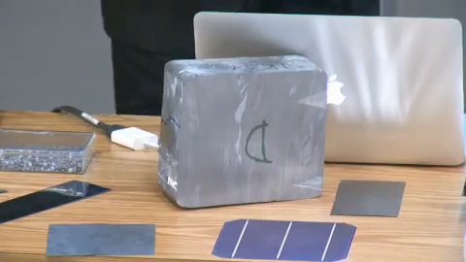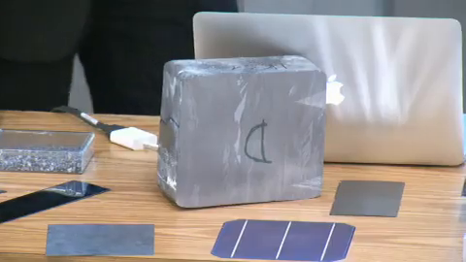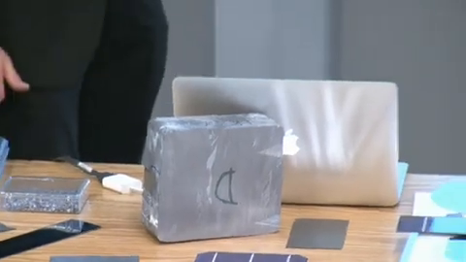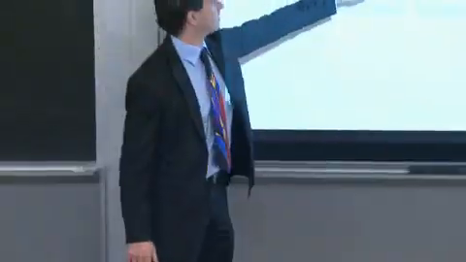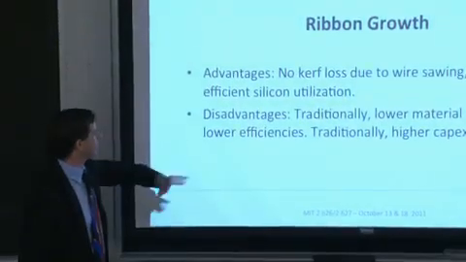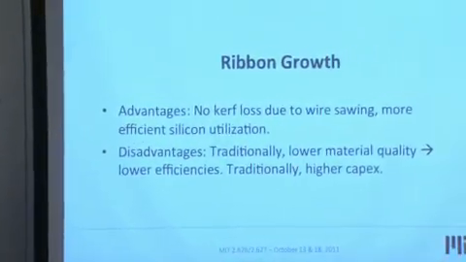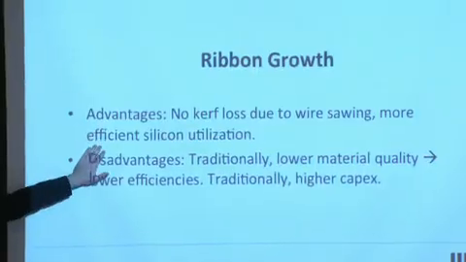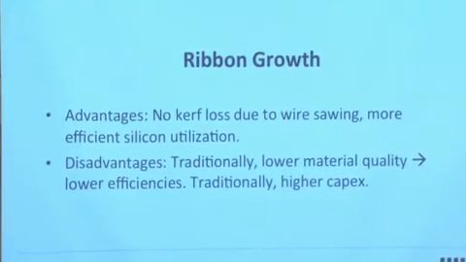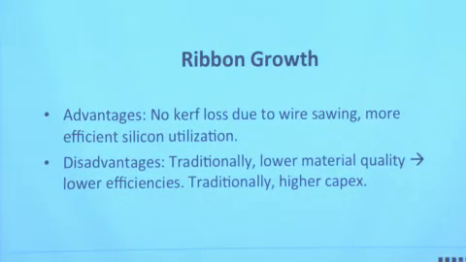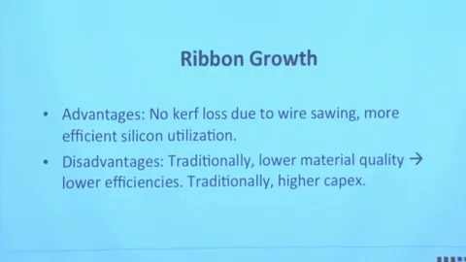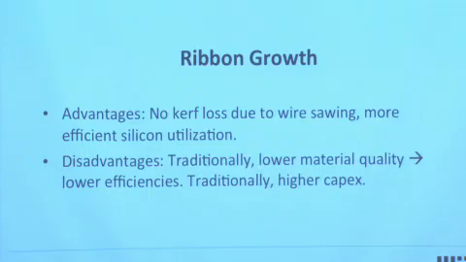So ribbon growth has been explored since the 1970s at least, and the advantage is that you have no kerf loss, in other words no sawdust, due to wire sawing, and hence more efficient silicon utilization. Immediately out of the gate, if your wafer yields are comparable, you get about a factor of 2 gain, right? Because this wafer right here is about 170 microns thick, and the sawdust is around 170 microns as well. So that's about a factor of 2 if you're able to produce a ribbon of silicon directly out of the melt.